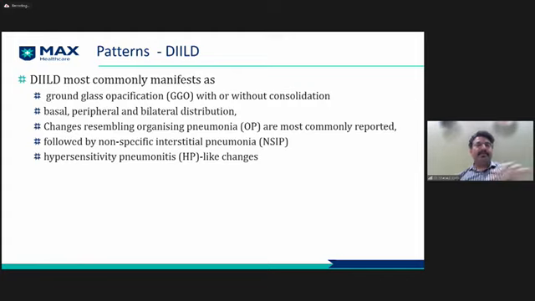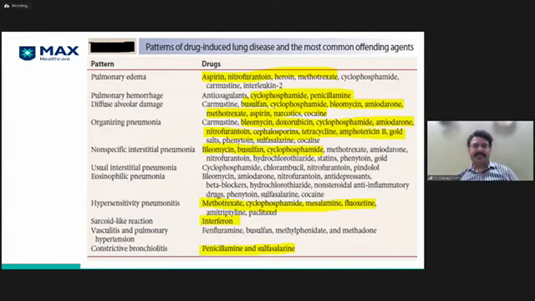Drug-induced ILD most commonly manifests as ground glass opacification, with a basal, peripheral or bilateral distribution. Many drugs will have an organizing pneumonia-like pattern. A commonly seen pattern is non-specific interstitial pneumonitis or hypersensitivity pneumonitis. So I will classify and come to the common drugs which cause these kinds of patterns. A pulmonary edema-like pattern can be seen with aspirin, nitrofurantoin, heroin and methotrexate. Diffuse alveolar damage can be seen with busulfan, cyclophosphamide, bleomycin, amiodarone, methotrexate, aspirin, narcotics or cocaine.